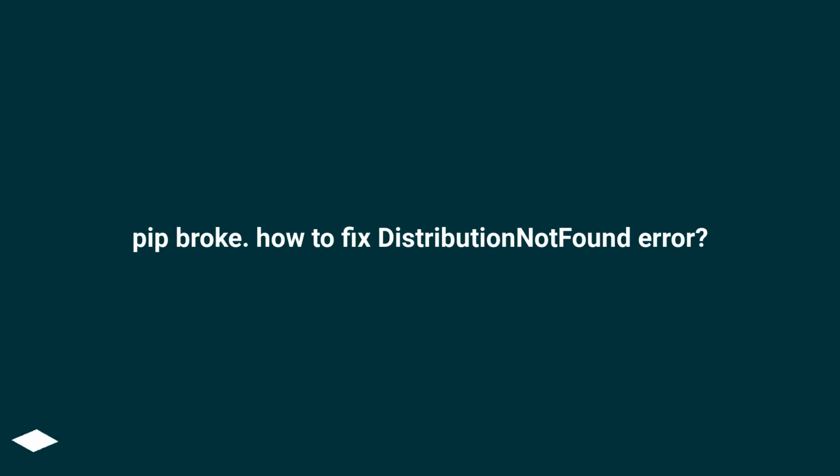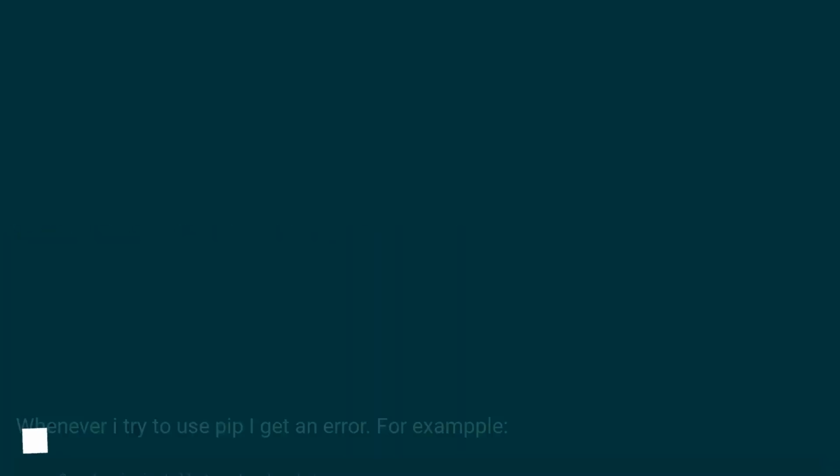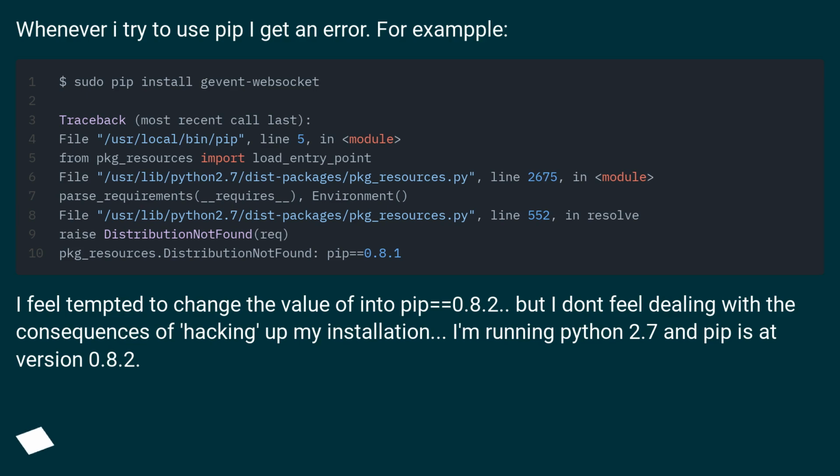pip broke. How to fix distribution not found error? Whenever I try to use pip, I get an error. For example, I feel tempted to change the value of pip to 0.8.2, but I don't feel like dealing with the consequences of hacking up my installation. I'm running Python 2.7 and pip is at version 0.8.2.